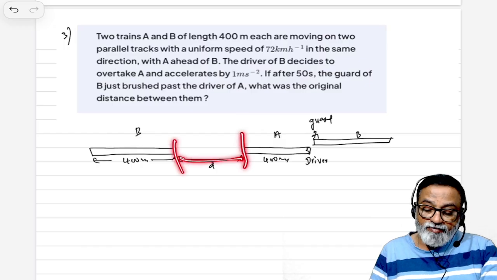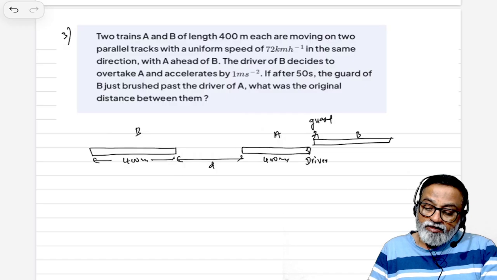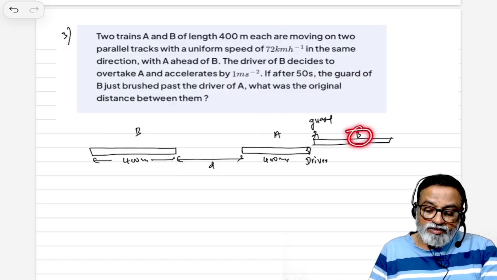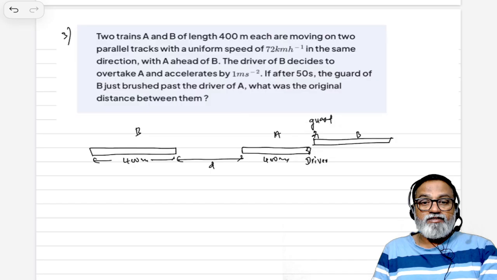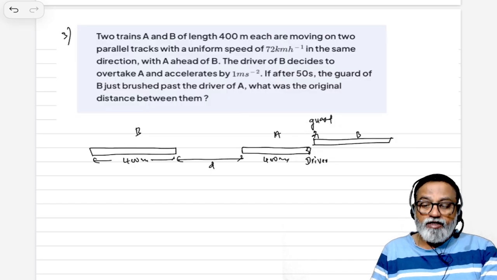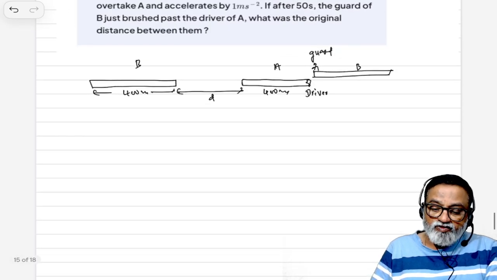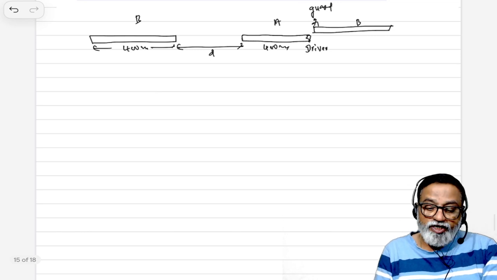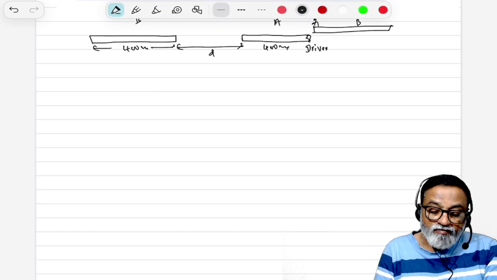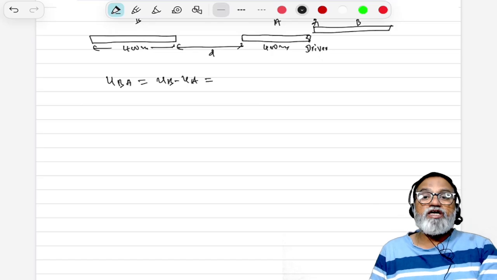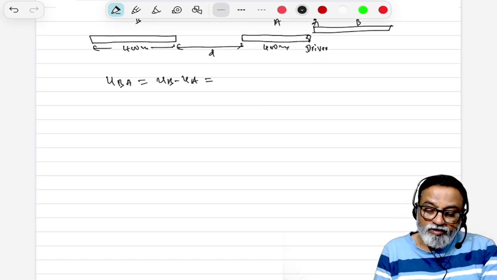The initial distance between them is D. Here the guard of B crosses the driver of A in a time of 50 seconds. This we have to solve by the relative velocity method. First, the initial relative velocity, the velocity of B with respect to A. This is UB minus UA. Both are moving with the same velocity. Therefore, the initial relative velocity is 0.